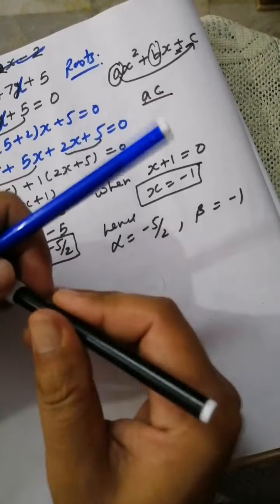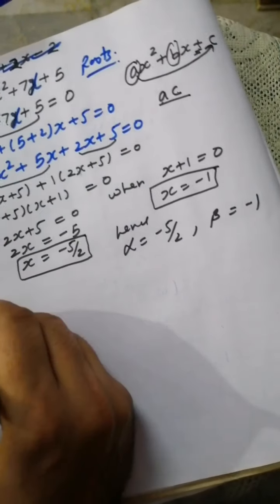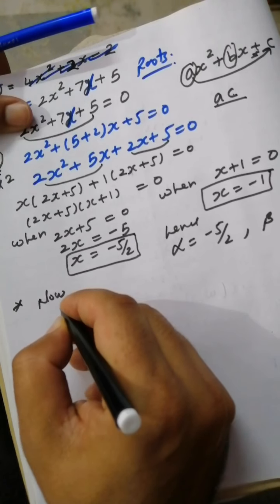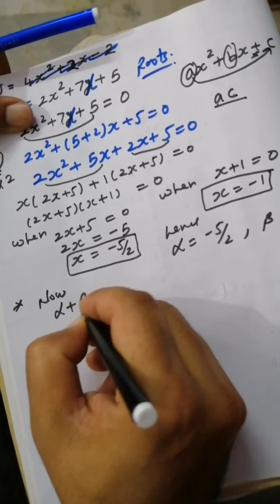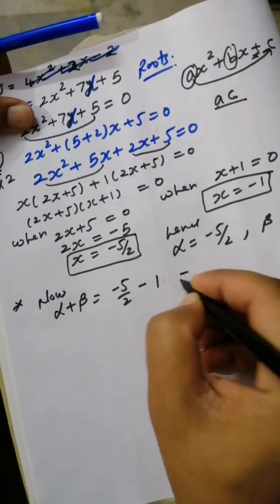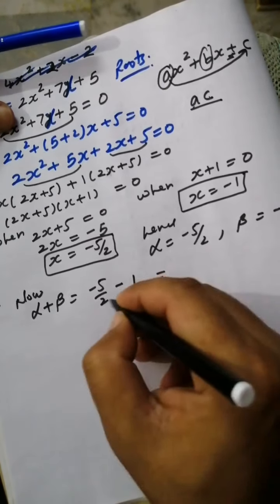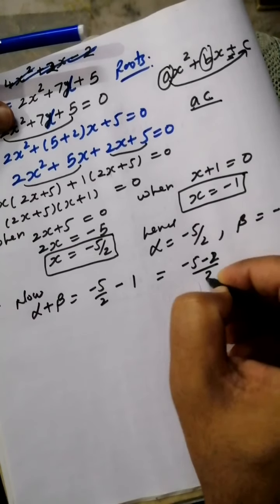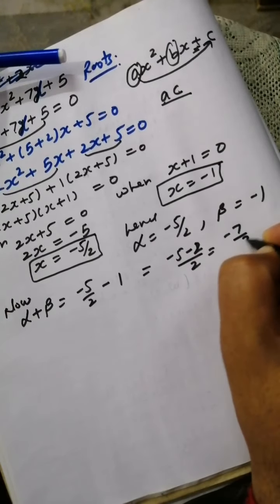Now we have to verify. Now for verification, alpha plus beta equals to minus 5 by 2 minus 1. It will be, taking LCM 2, minus 5 minus 2 upon 2. It will be minus 7 upon 2.